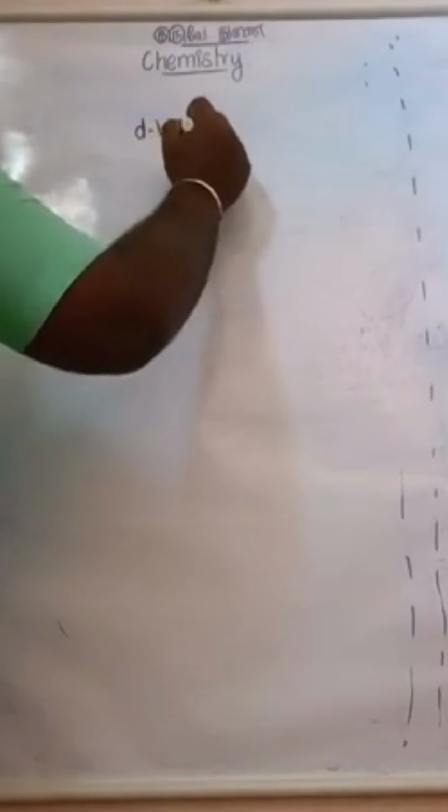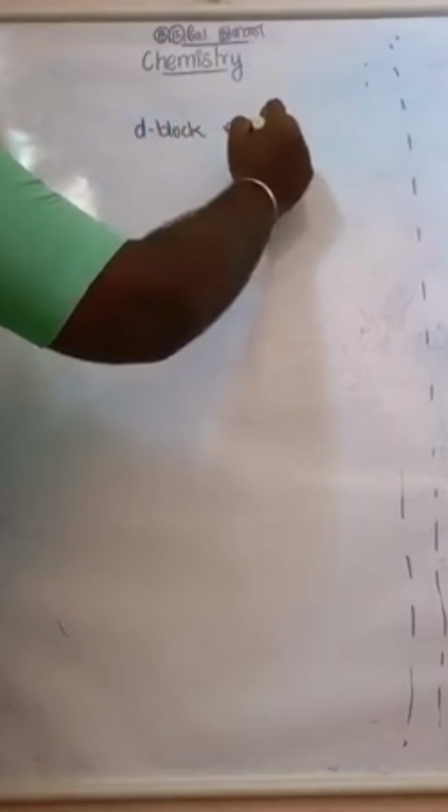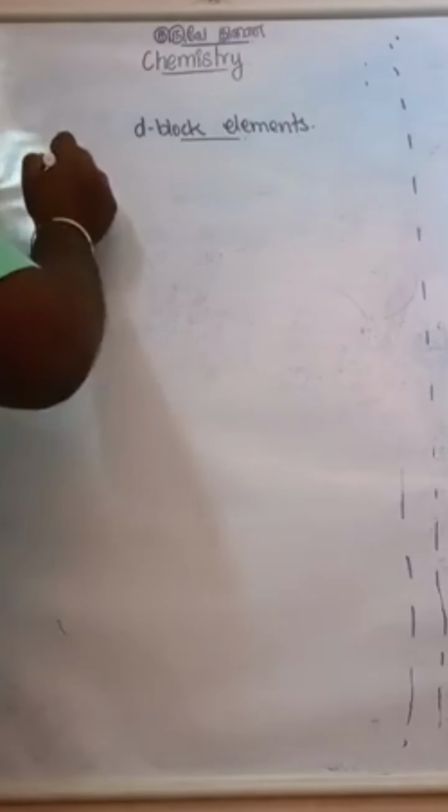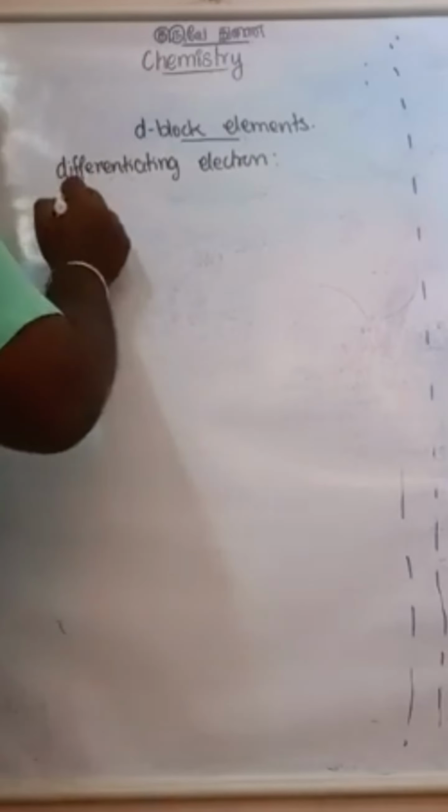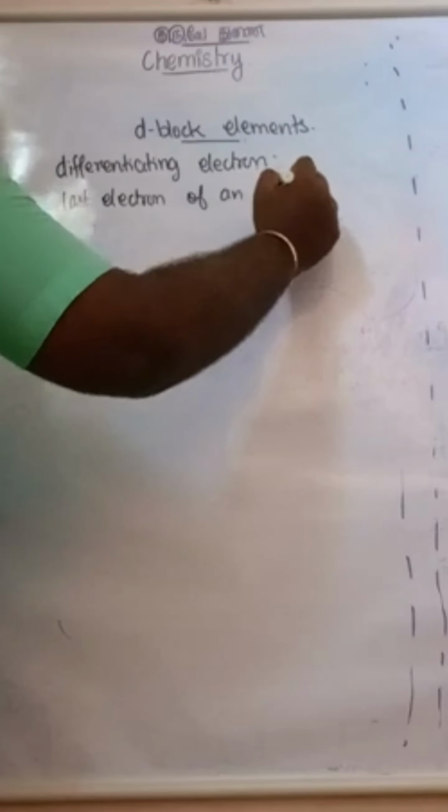In this lecture, we are going to talk about d-block elements. First, we should understand why the elements are classified as s block, p block, d block and f block. It's based on the differentiating electron. What is the differentiating electron? The last electron of an atom is known as the differentiating electron.